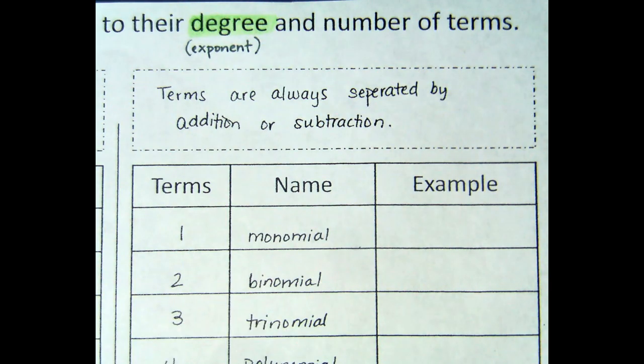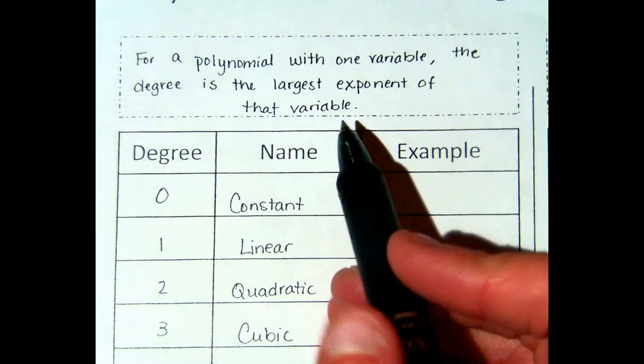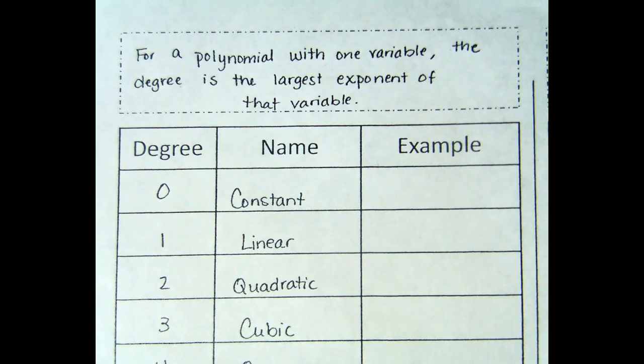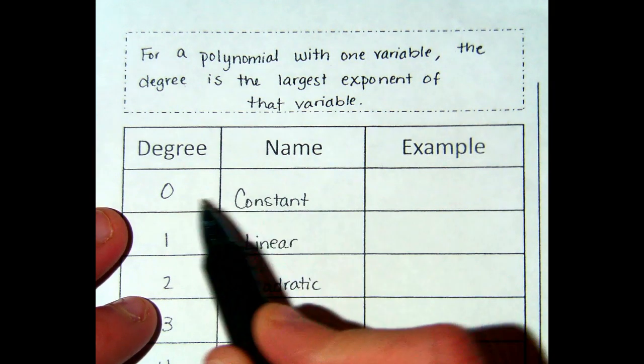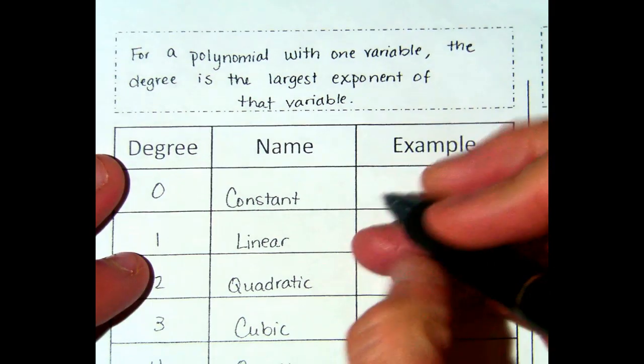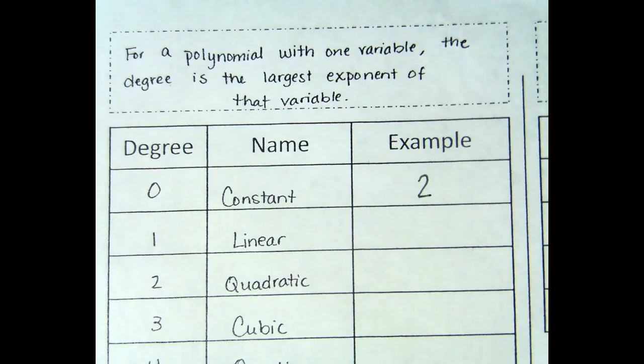Okay? Alright, so we're first going to talk about polynomials, for which the degree is the largest exponent, so it's written right here. For a polynomial with one variable, the degree is the largest exponent of that variable. Something that is a constant has no exponent, it's just a number. So let's say 2. That's an example of a constant. It's a number.